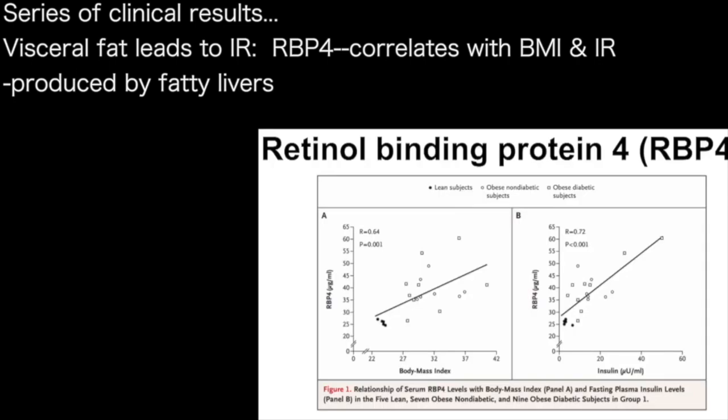This is retinol binding protein 4. You don't need to know the name, but you do need to know that it correlates very well with body mass index, correlates very well with insulin index, and it's been implicated as a causal mechanism of insulin resistance. It's produced by fatty livers.